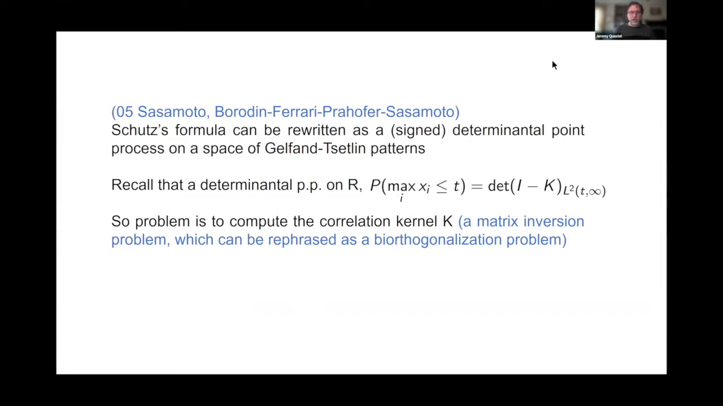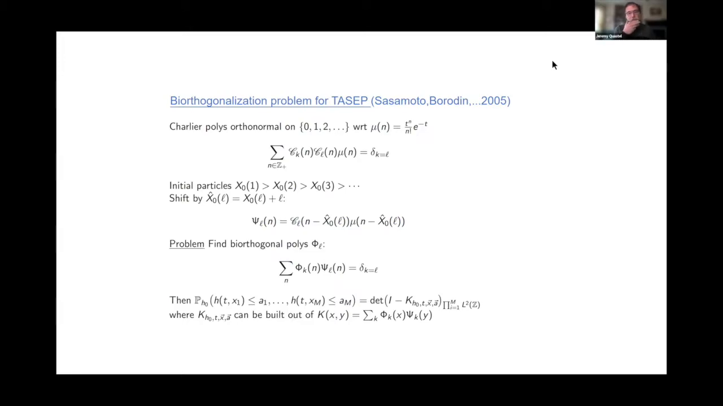If you have a determinantal point process, then the largest point in the thing can be given as a Fredholm determinant. And here, although the points are Gelfand-Zeitlin patterns, there's a similar kind of structure. And so the entire thing is reduced to the computation of this correlation kernel of this signed determinantal point process, which is a kind of matrix inversion problem, which you can rephrase as a biorthogonalization problem. So here's the biorthogonalization problem of Sasamoto, Borodin, et cetera, and company.